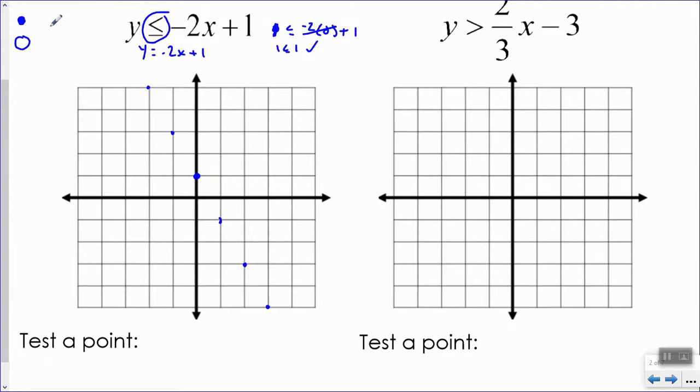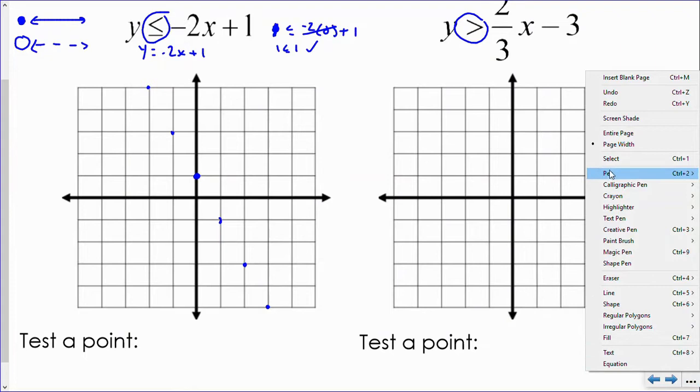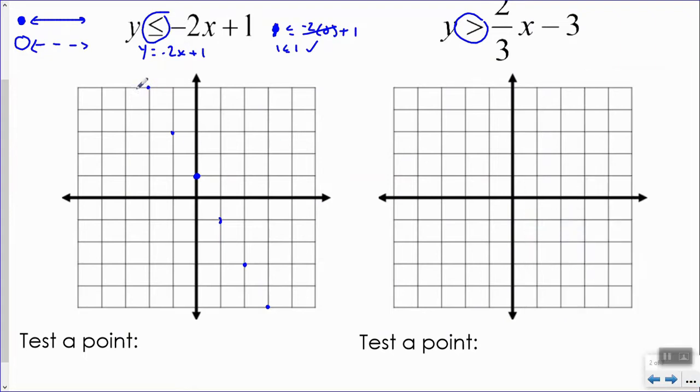Because we do want to include those points in our solution set, we're going to use a solid line when graphing. If we had something like the right-hand side here where it was strictly greater than, we would use a dotted line to show that that's where our boundary is, but we're not including those points in our solution set. So I'm going to go ahead and draw that solid boundary line on my graph. Do the best job we can here on the tablet.